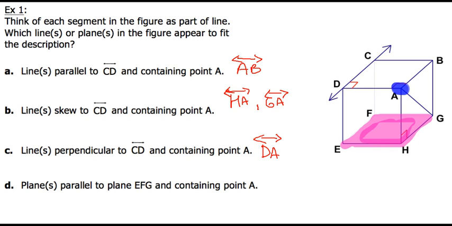Part D is going to ask us to take a look at the plane that is parallel to plane EFG that contains point A. And if I look at plane EFG, that's the one that's basically the bottom of the box.